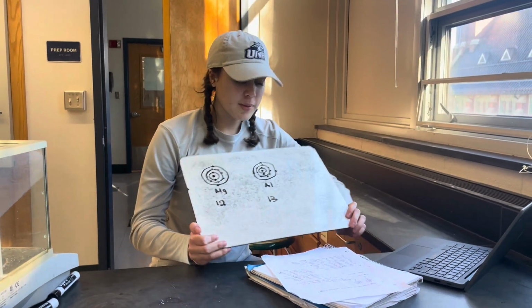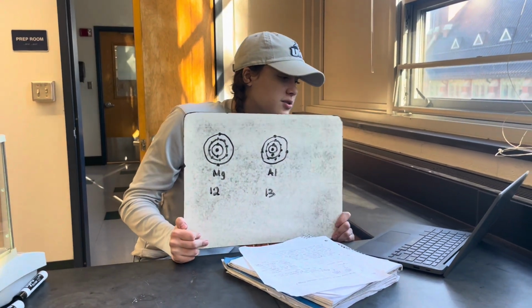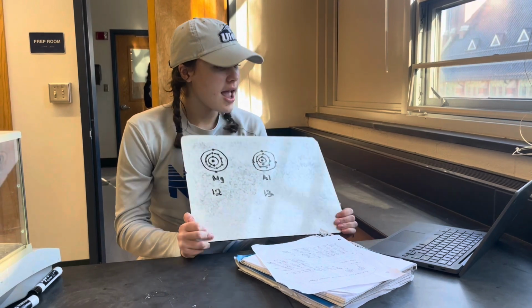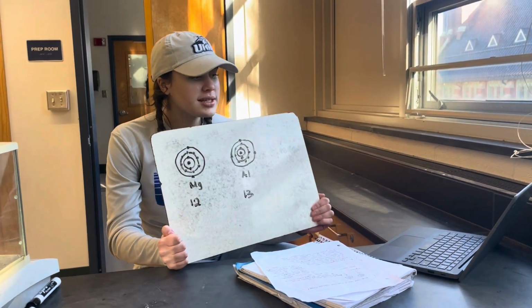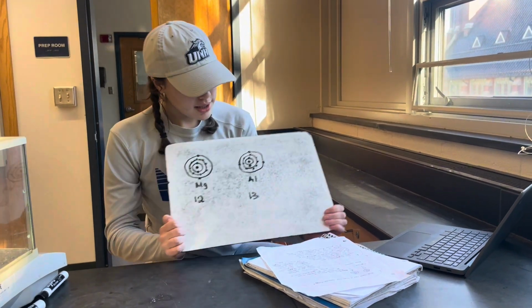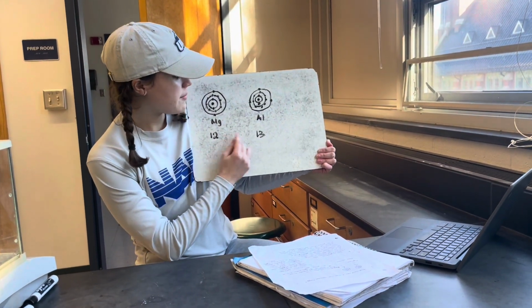I did FRQ number 2, which focuses on periodic trends and atomic structure. The first question asks, which should have a lower first ionization energy, magnesium or aluminum? Explain your reasoning. So I drew them out here, magnesium and aluminum.